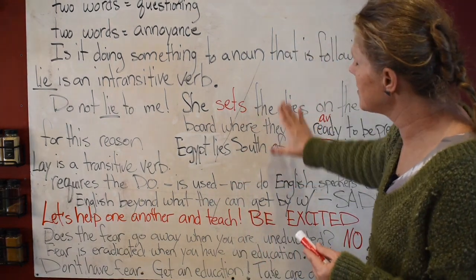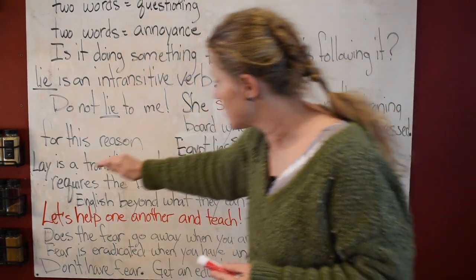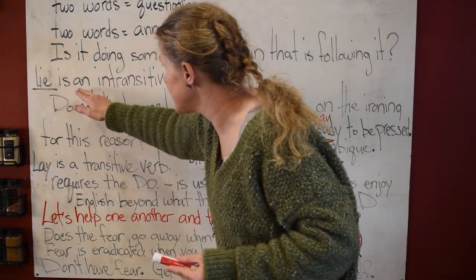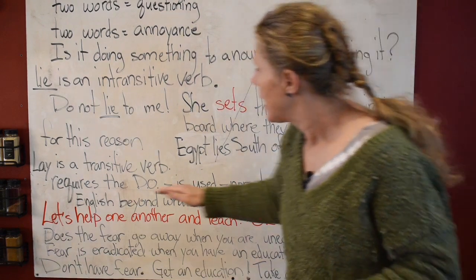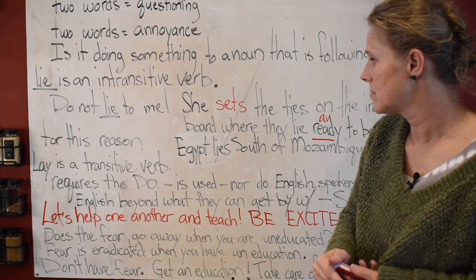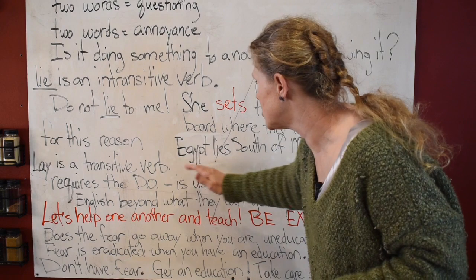For us to understand this, for this reason, we need to understand lie is an intransitive verb. Lay is a transitive verb. Lie is an intransitive verb. That means it doesn't take a direct object. Lay is a transitive verb. It requires the direct object. It is being used to understand that.